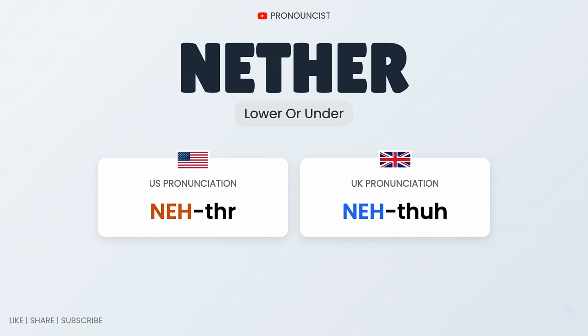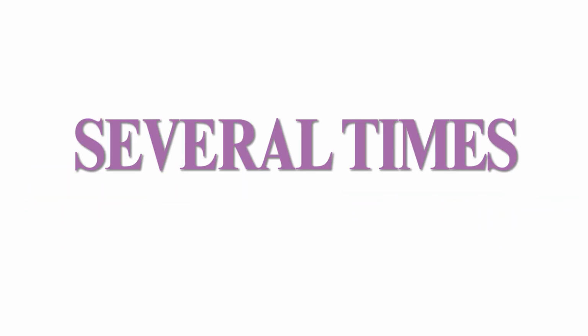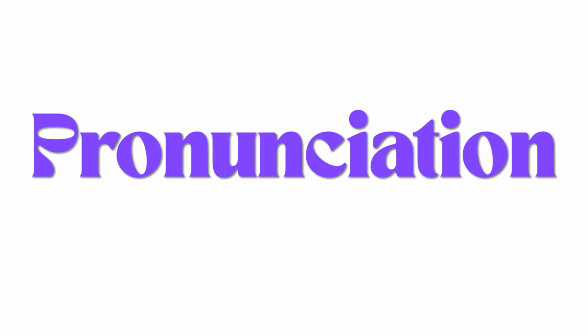Practice repeatedly and you'll soon be able to say this word perfectly. The best way to practice is to repeat the syllable multiple times. The meaning of the word is lower or under. Try repeating this word several times to improve your pronunciation.